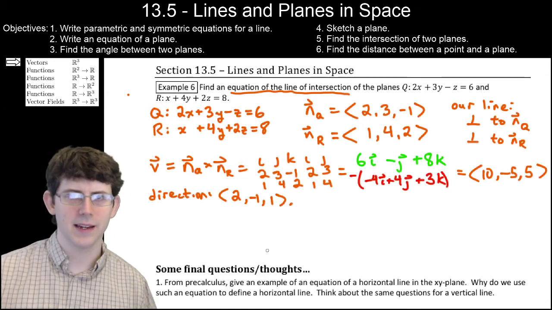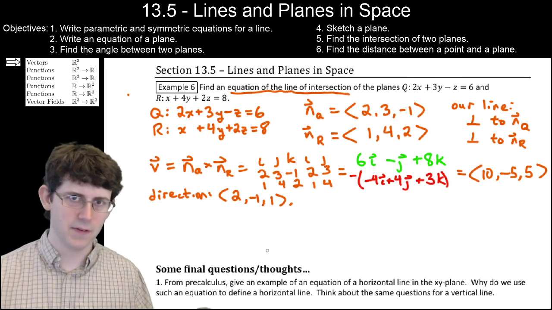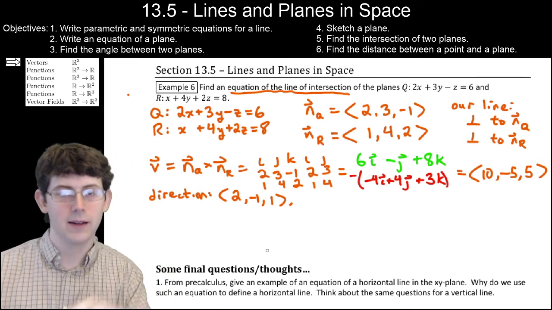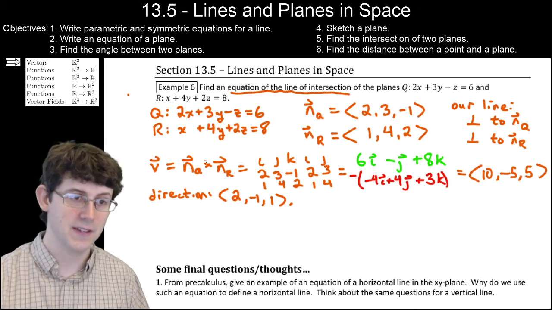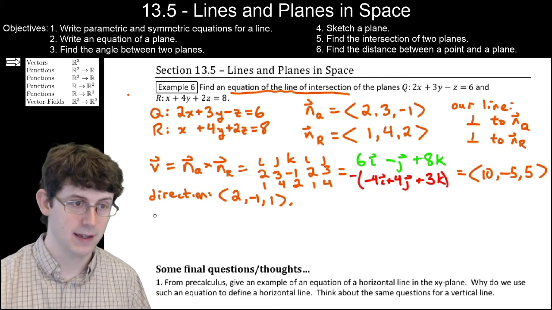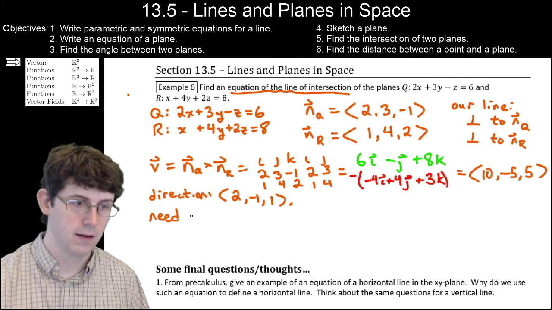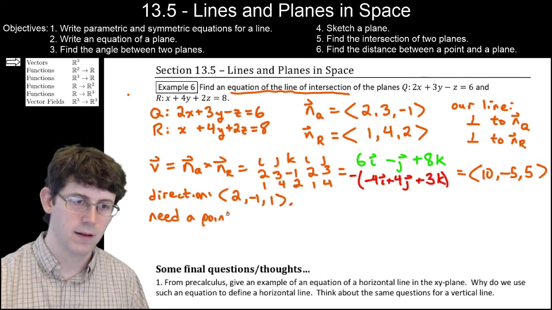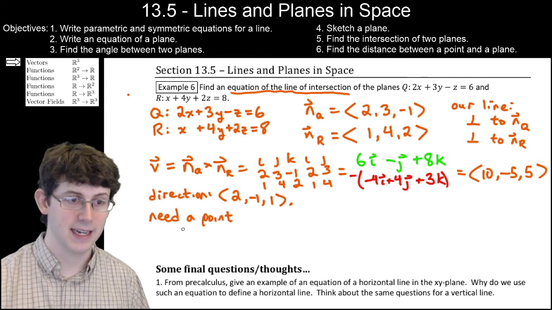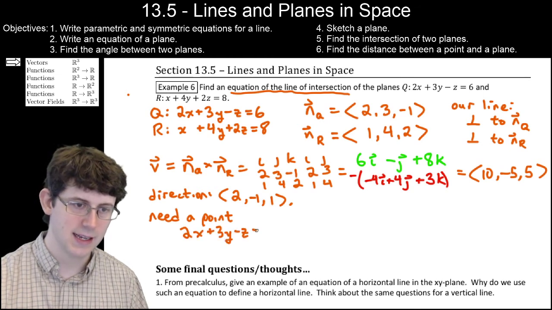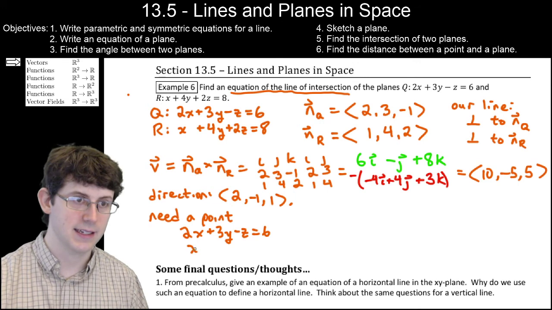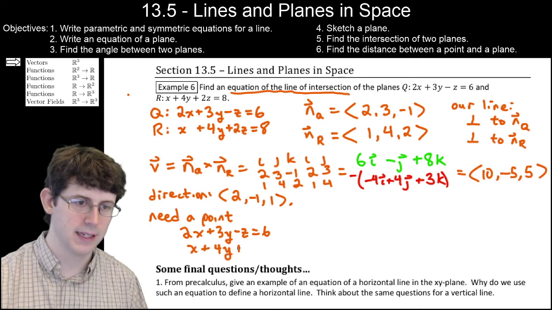What do you need to get the equation of a line? I mean, all I've done so far is find the direction the line is going. Well, what you need is a point on the line. So I have a direction. I need a point. So I need a point that satisfies both 2x plus 3y minus z equals 6 and x plus 4y plus 2z equals 8.